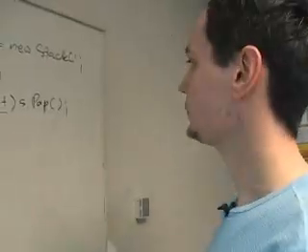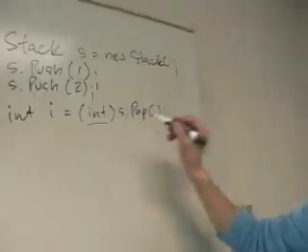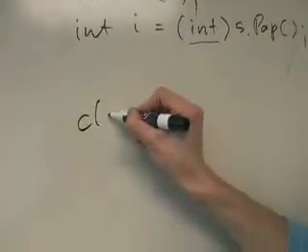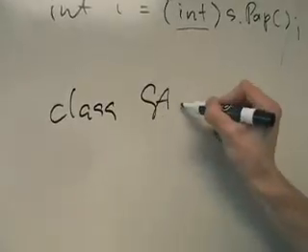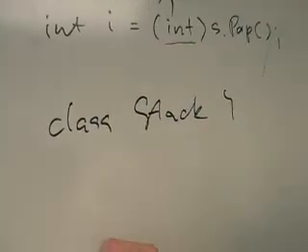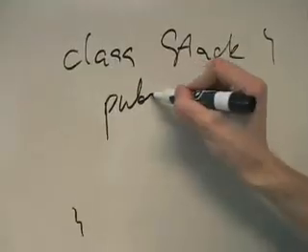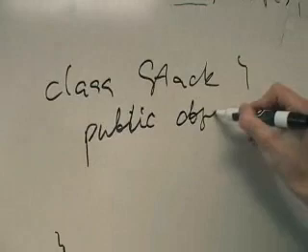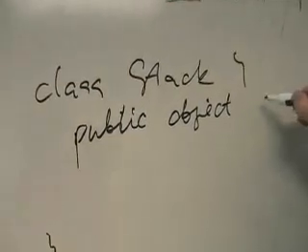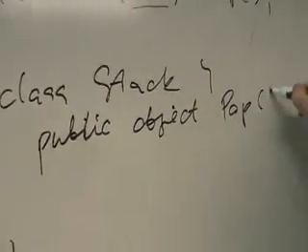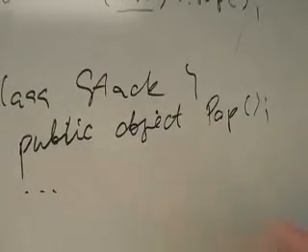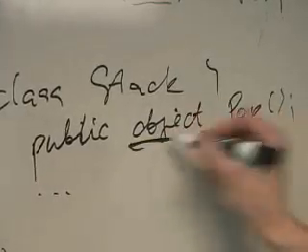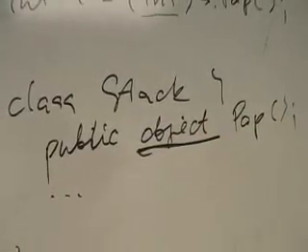So now let's see how the stack pop method is declared in the framework. Class Stack has a public method that returns an object, and it's called Pop. And of course, it has some other methods. Now, this part is the root of the problem.